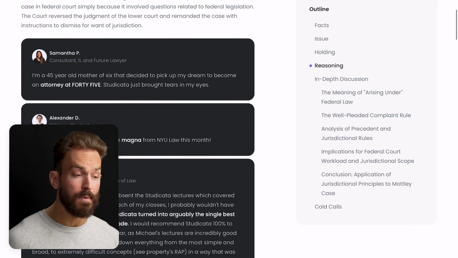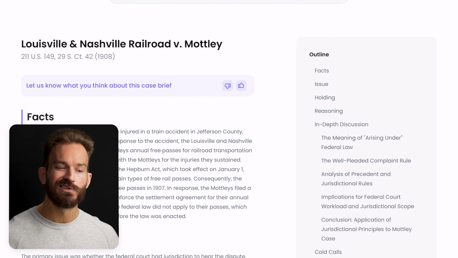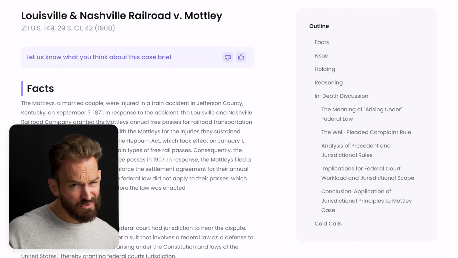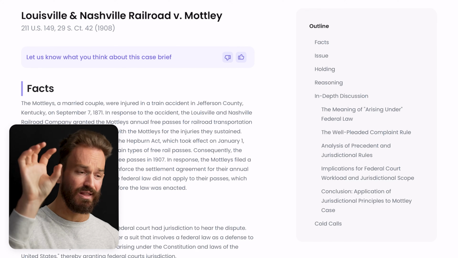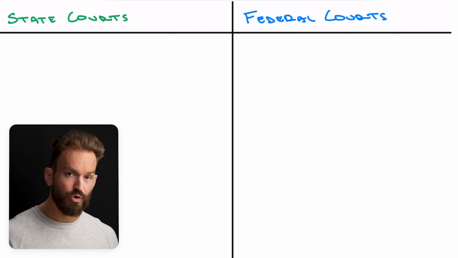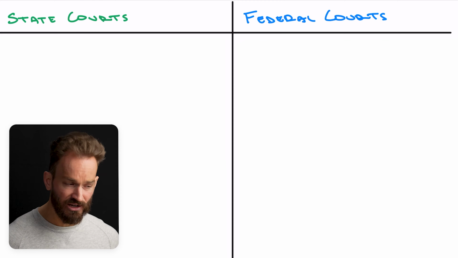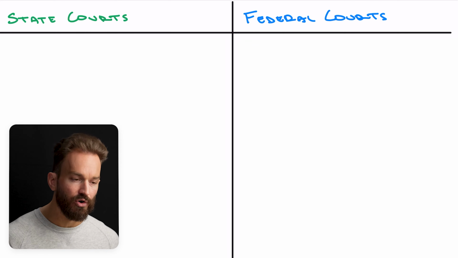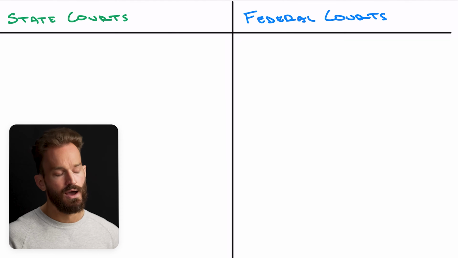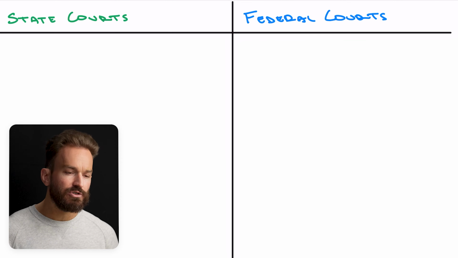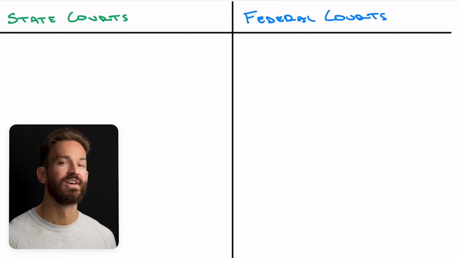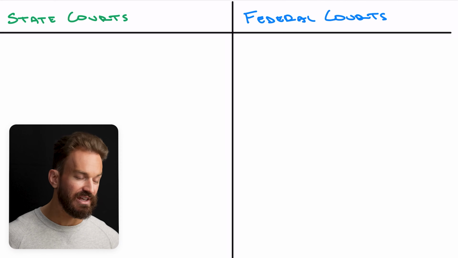So just for some quick background before we jump into the facts here, this case centers on the subject matter jurisdiction of federal court. So for this case, we just really want to understand at a broad level the difference between state and federal courts as it relates to subject matter jurisdiction. This is going to help us really understand the court's decision here in Louisville and Nashville Railroad Company v. Motley. So if we're thinking about jurisdiction at a very broad level, we understand in the United States, we have state courts and we have federal courts, each with their own jurisdiction.